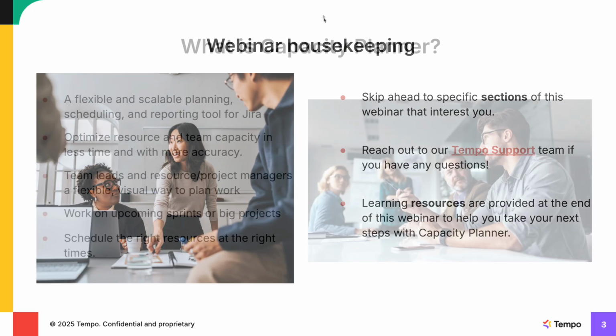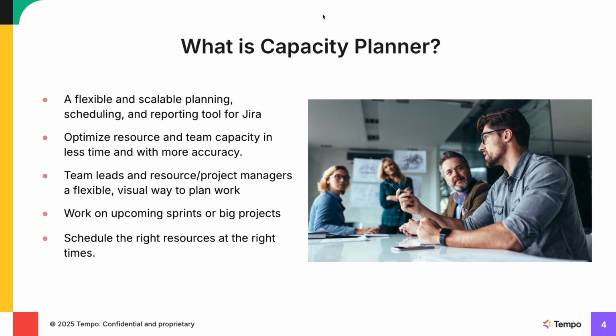So what is Capacity Planner? It's a flexible and scalable planning, scheduling, and reporting tool for Jira that enables organizations to optimize resource and team capacity in less time and with more accuracy. Capacity Planner helps you move from guesswork to clarity. It gives team leads and resource or project managers a flexible, visual way to plan work and see where there's availability or overload. Whether it's work for the upcoming sprint or for a big project slated to start months down the road, Capacity Planner helps organizations schedule the right resources at the right times.